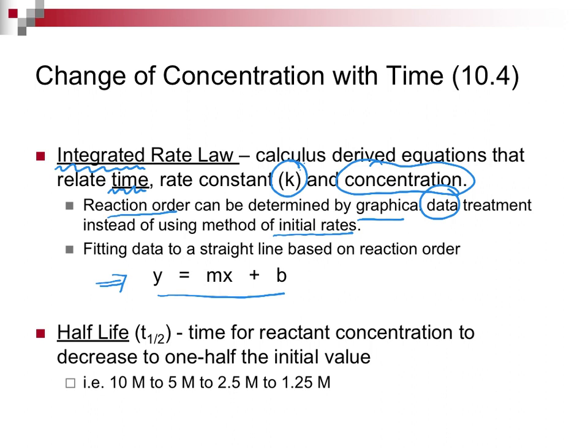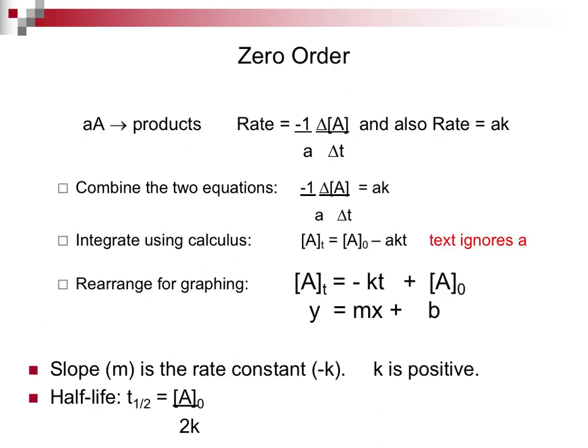We also have another item to introduce. It's called the half-life, and that's the time that's required for the reactant concentration to decrease to 1/2 the initial value. Simply put, 10 goes to 5 in one half-life, 2.5 in another half-life, 1.25 in another half-life. So let's do the details.